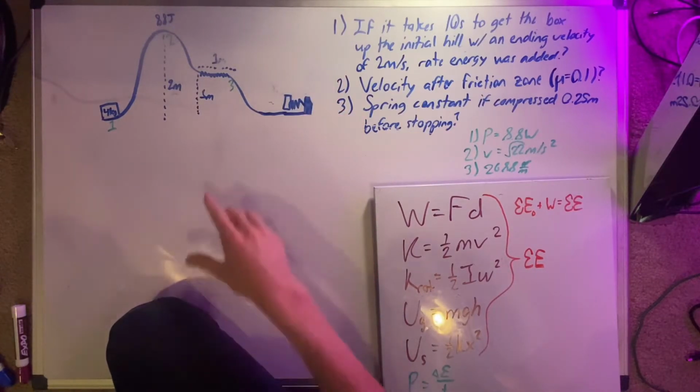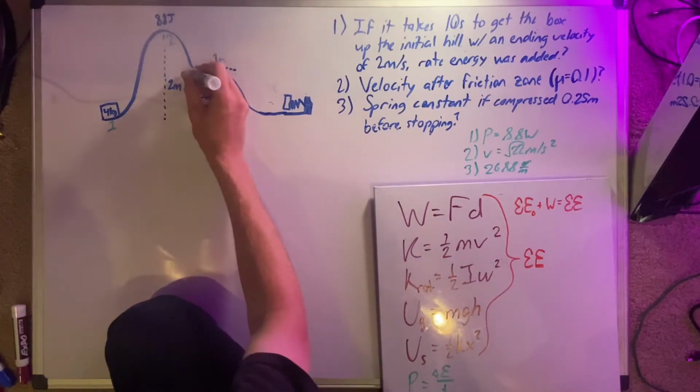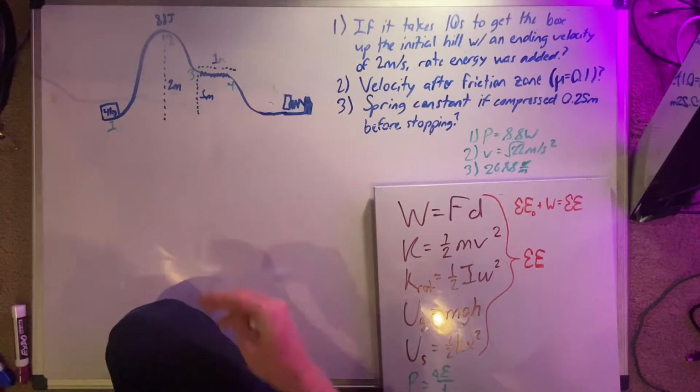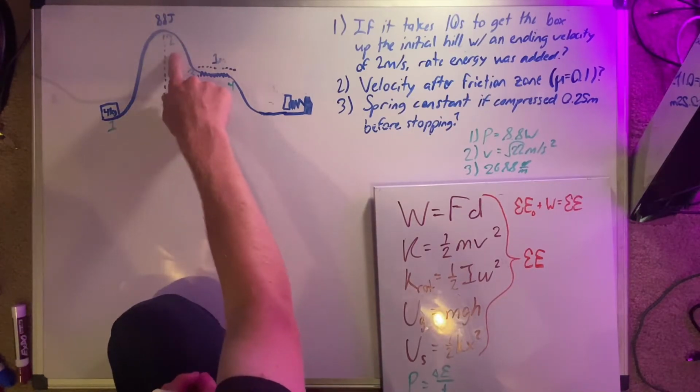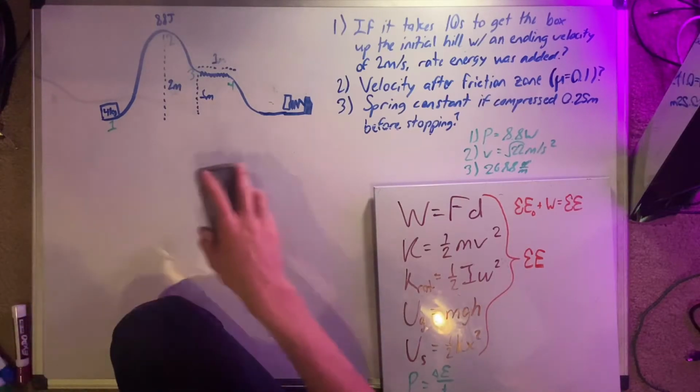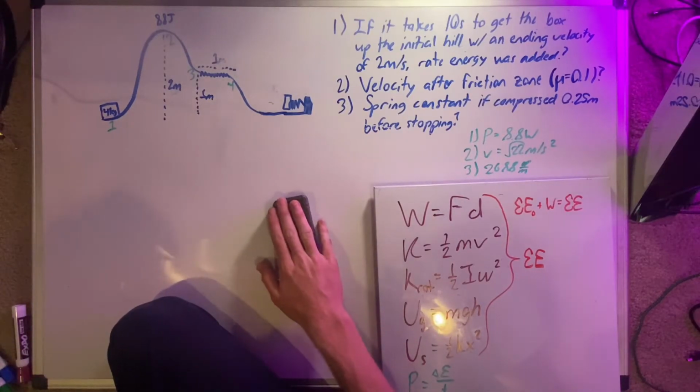If it asks for the velocity right before the friction zone, you could set your 3 here and then set your 4 here. And if it gives you the whole thing starting from up here, you can start it at 1, then 2, then 3, then 4, then 5, or something like that. You could just set it to the numbers that make sense to you.